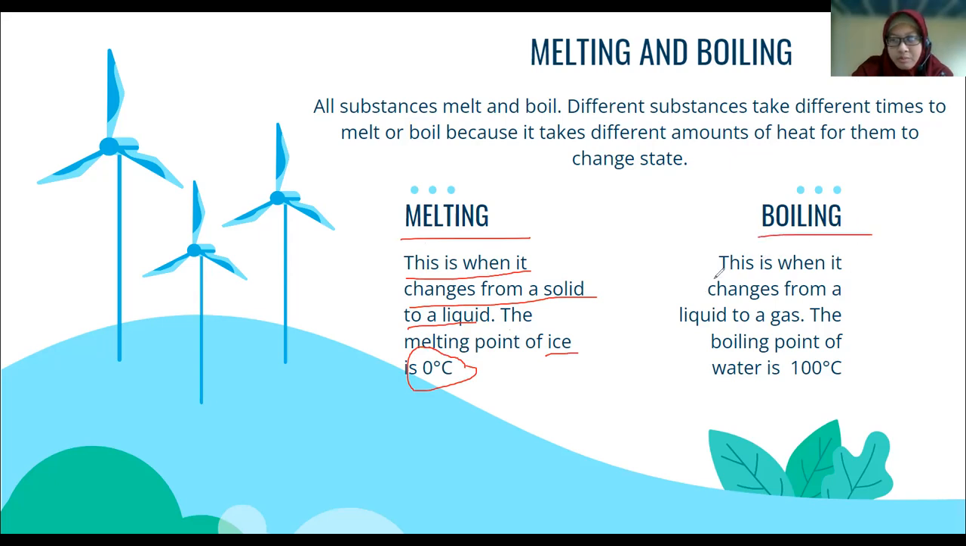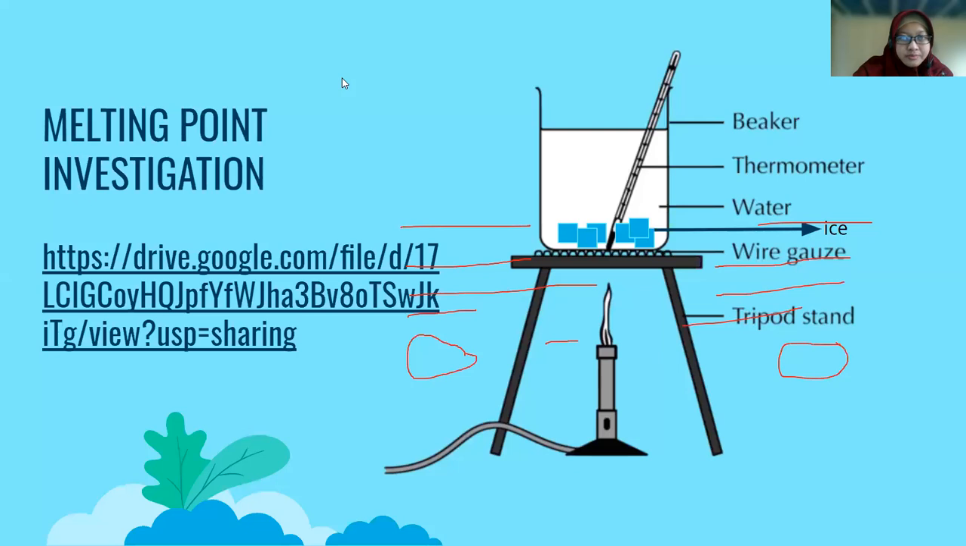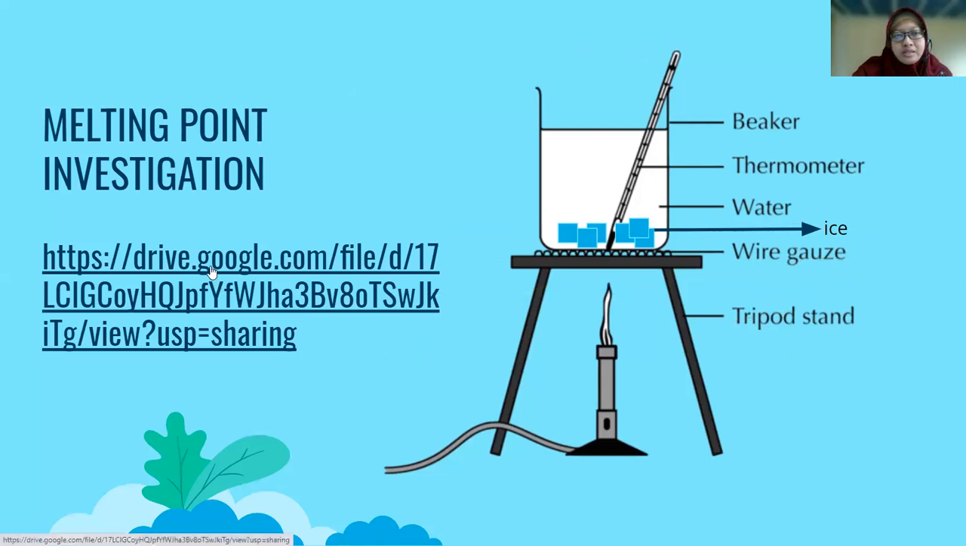What about boiling? Boiling is when it changes from a liquid to a gas, and the boiling point of pure water at 1 atmosphere is 100 degrees centigrade. So these are how we set our instrument and materials, and this is the melting point investigation format report. I have shared this, so you can access it.